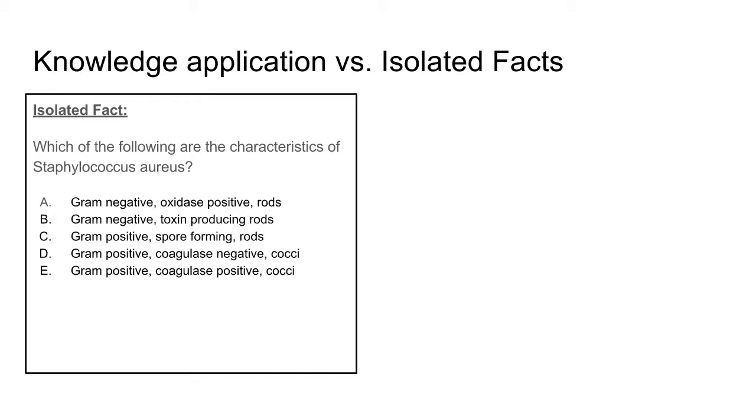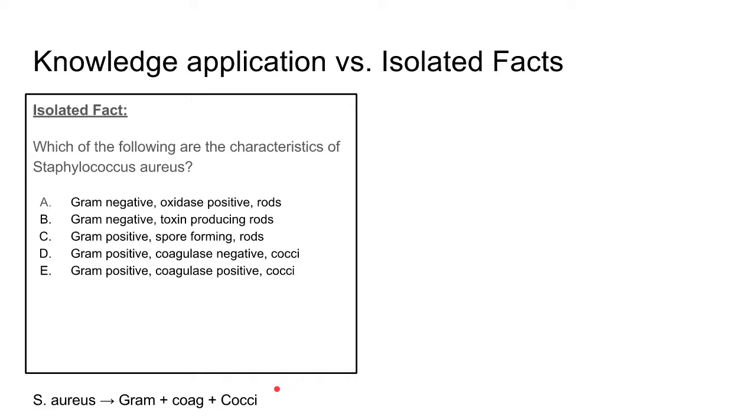So I'll give you an example. So here's an isolated fact question. Which of the following are characteristics of Staph aureus? So we're just, straight up question. What are the characteristics of Staph aureus? Is it a gram-negative, gram-positive, coagulase positive, negative, spore forming? There it is. It's a fair question. That's a memorization, okay? Well, let's transform that question.